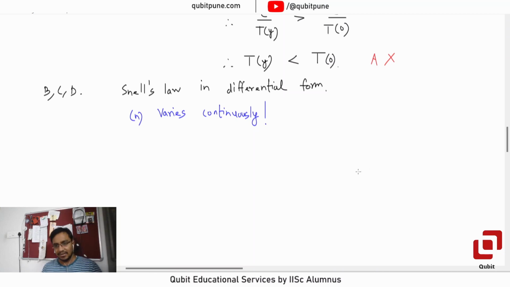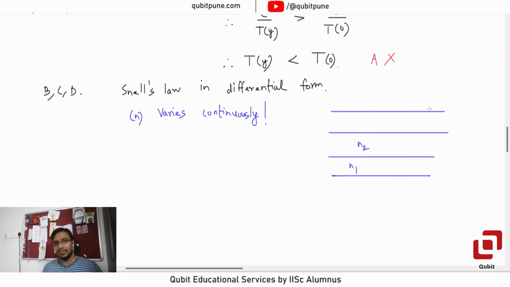The answer is yes. Suppose you have a glass here, okay, of refractive index n1. Then let us say you have water here, refractive index n2. Then let us say you have some other material which is transparent, let's say n3. So here the refractive index is varying discretely. Okay, here the refractive index varies discretely, but that's not the case here.